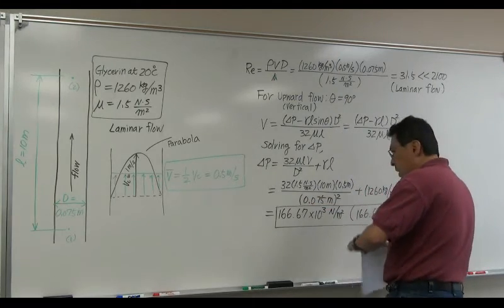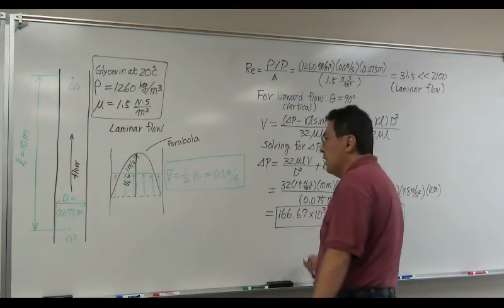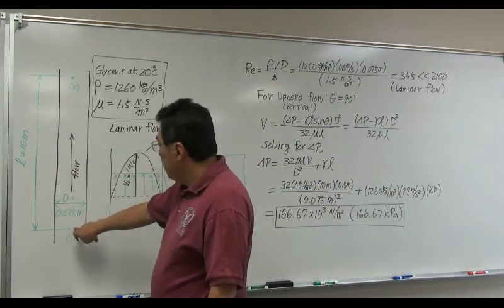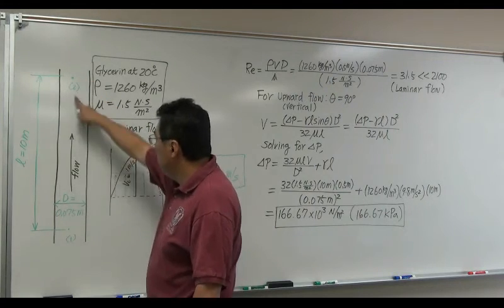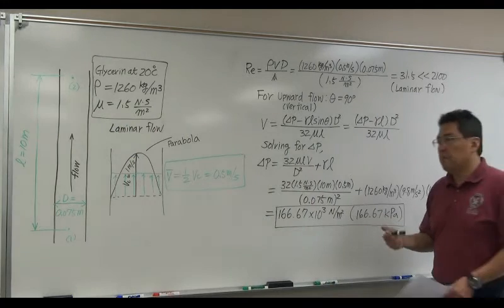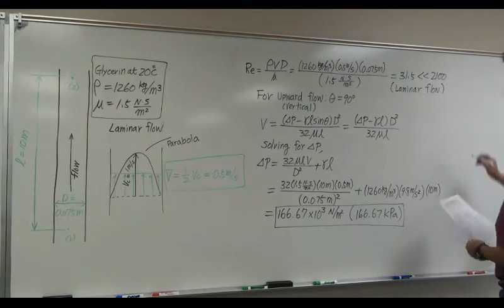Okay, so this is the pressure drop over the length of 10 meters. So obviously this is high pressure, low pressure, but over the 10 meter length you are going to lose 166 kilopascal of pressure. Okay. Also, what is the heat loss for this case?